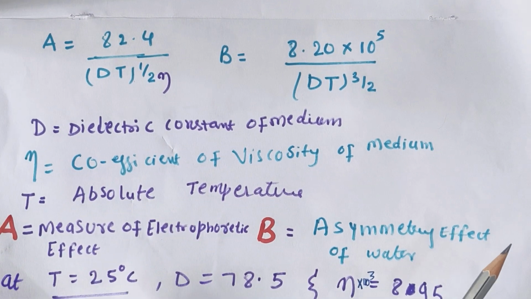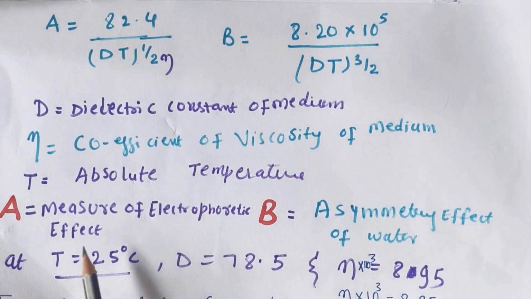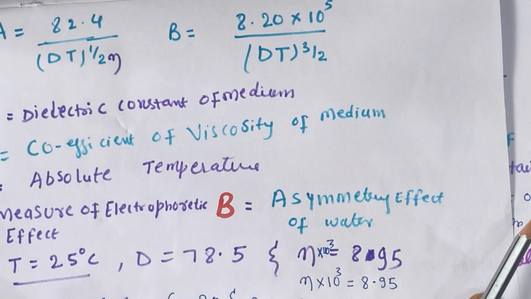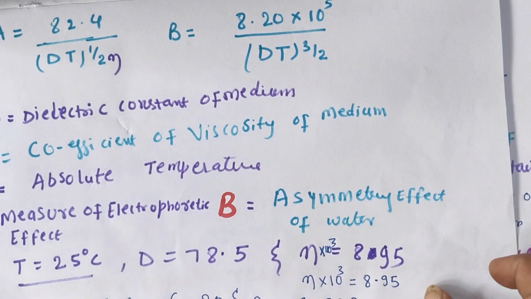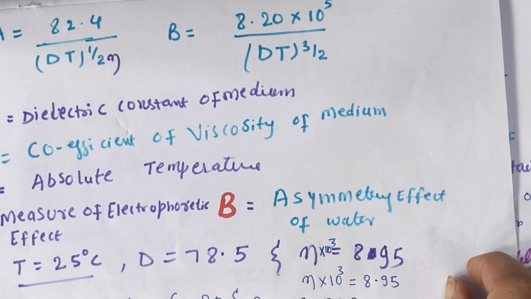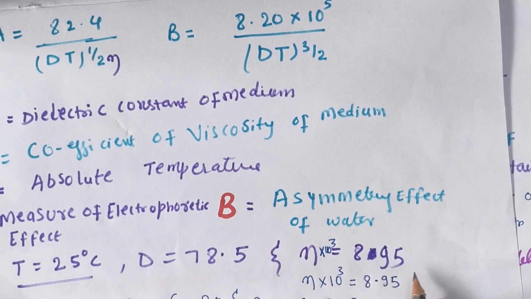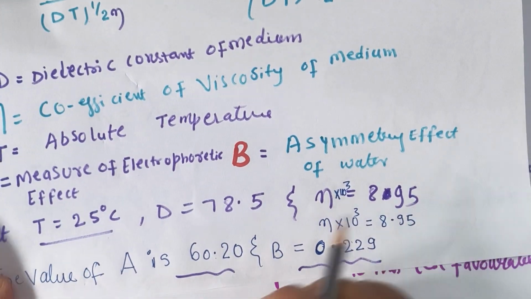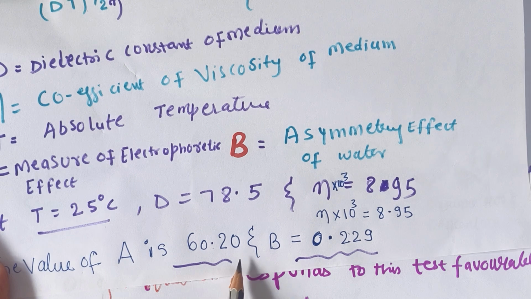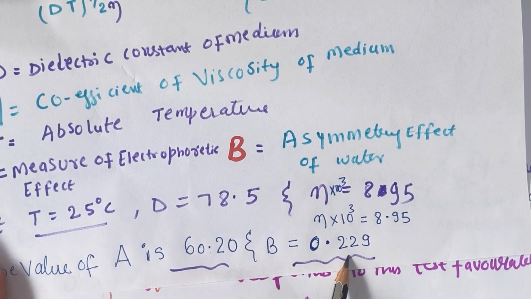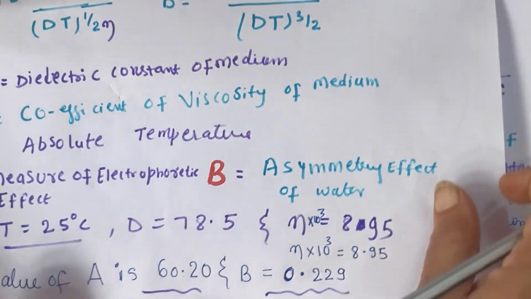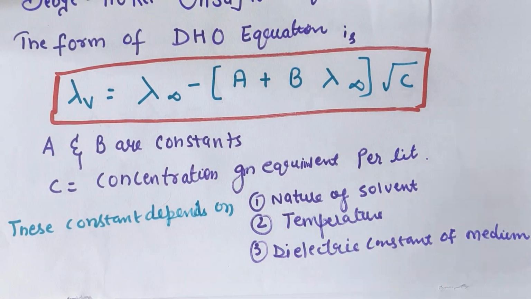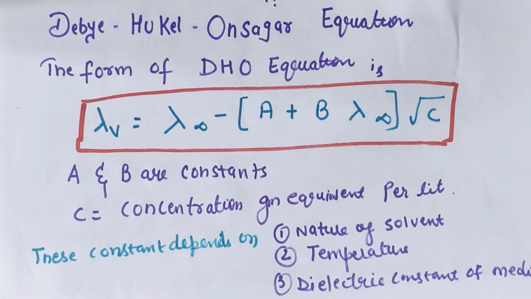Water is the solvent here. We have taken temperature T as 25 degrees centigrade, and D, the dielectric constant, has the value 78.5, and eta into 10 to the power 3 gives 8.95. At this point they calculated the values of A and B: A comes to be 60.20 and B comes to be 0.229. So students, if they ask you what is the Debye-Huckel Onsager equation, you can give this equation.